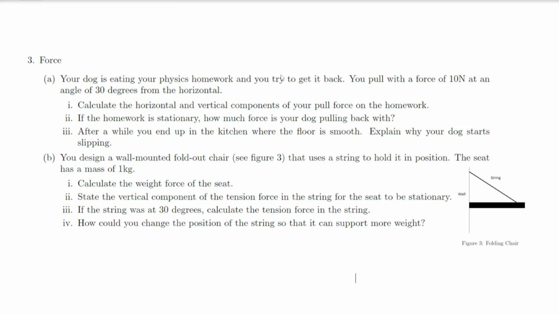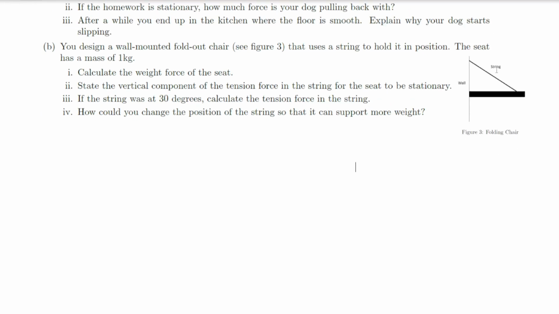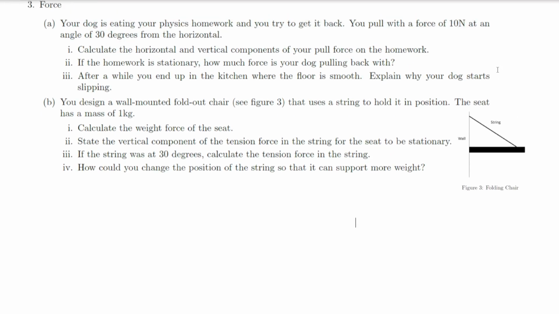Forces and vectors. So your dog is eating your physics homework, as it does, and you try to get it back. You pull with a force of 10 newtons at an angle of 30 degrees from the horizontal. Calculate the components of your pull force, right? Vertical and horizontal. So force is a vector because it has a magnitude and a direction. In this case, we are given both of those. So let's start by drawing a vector diagram to help us out.